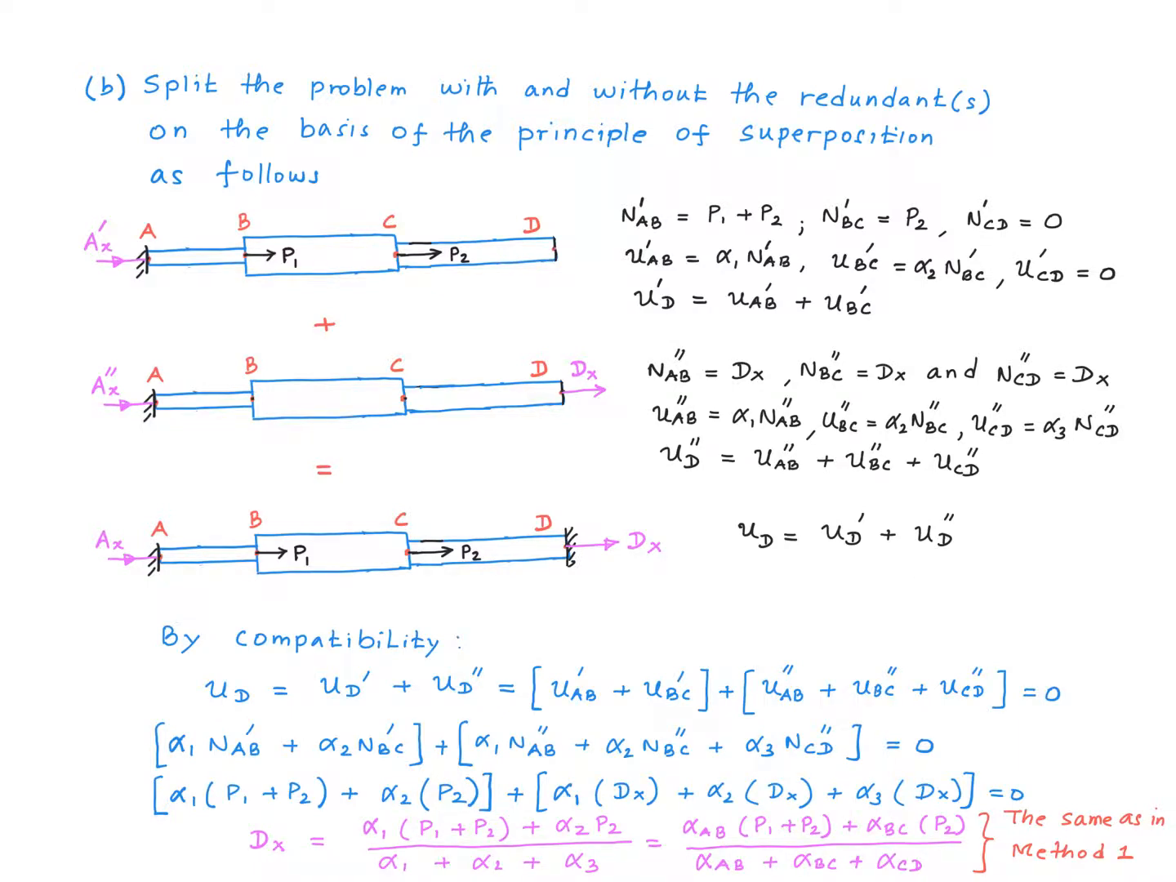Now we enforce compatibility, displacement compatibility, which is the displacement of point D for this real problem must be equal to 0, right? Now you use these expressions to expand this equation and evaluate DX. And DX works out to be this. And if you compare this with what we got in the earlier slide by method number 1, it's the same.